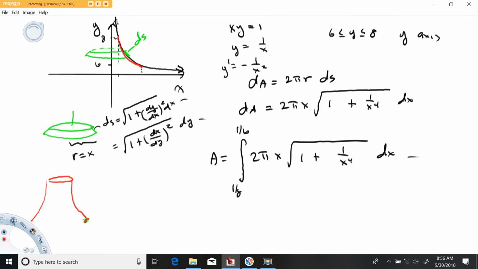Oops. Good enough. Right, and here's the integral that will calculate the surface area of it for you.